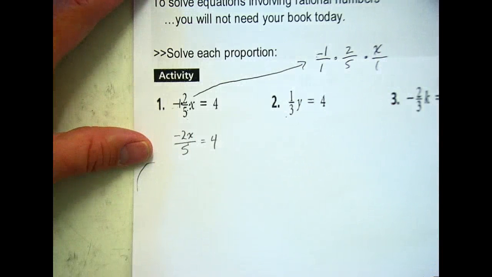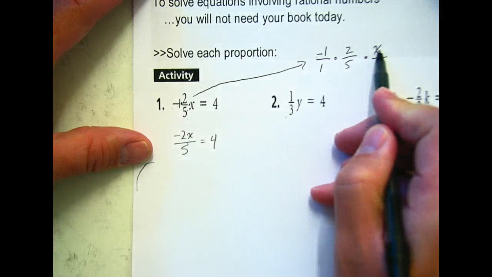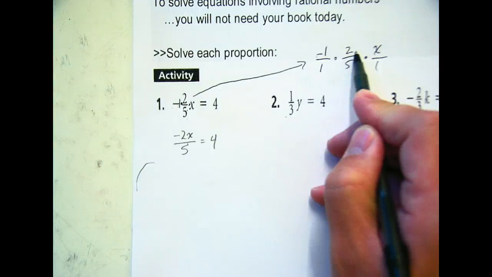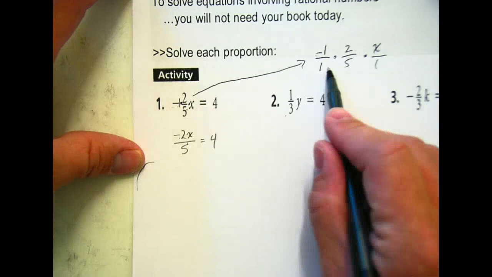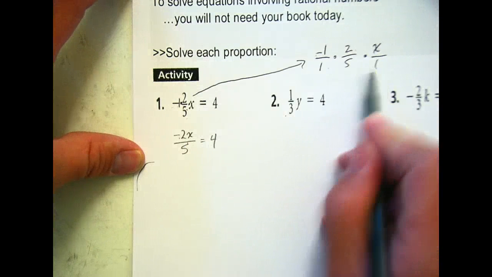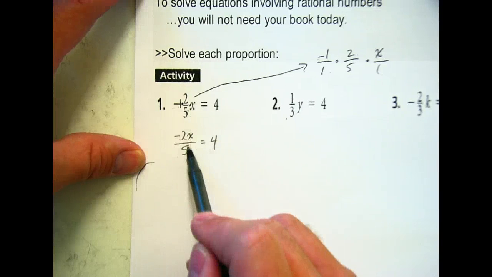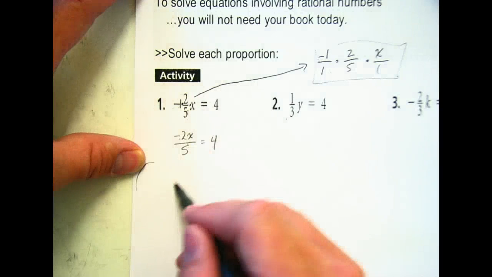Is everyone with me right now? Okay. How many are with me? Okay. Negative 1 times 2 times x is? Negative 1 times 2? Negative 2 times x? Negative 2x. 1 times 5 times 1? 5. So that's how we actually get from here to here. Now I don't expect you to show this every time. I just expect that you can do that.